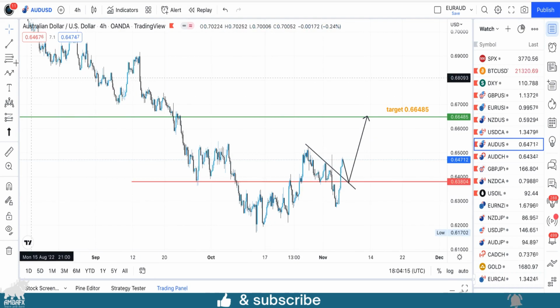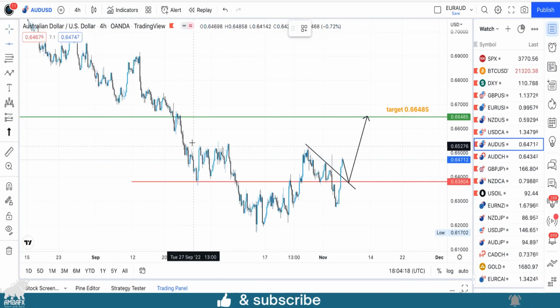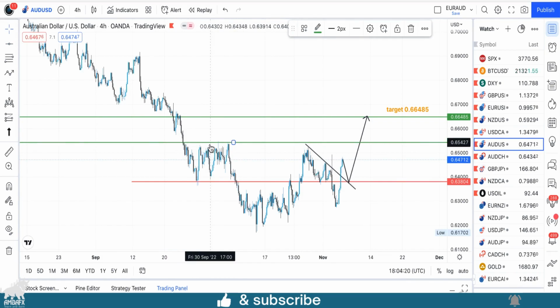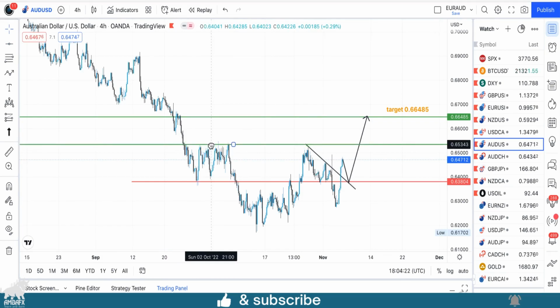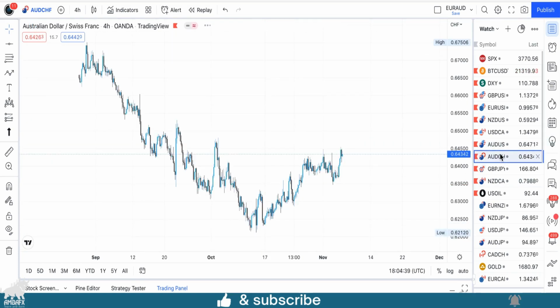The first one is here, though. We have the first one here. Don't underrate this one. So it might take your first take profit here. Then if it breaks this level, the second target is 0.6645, because this level too is a very, very strong level.